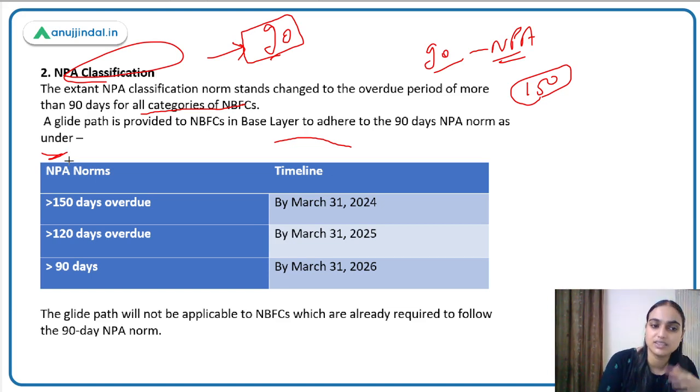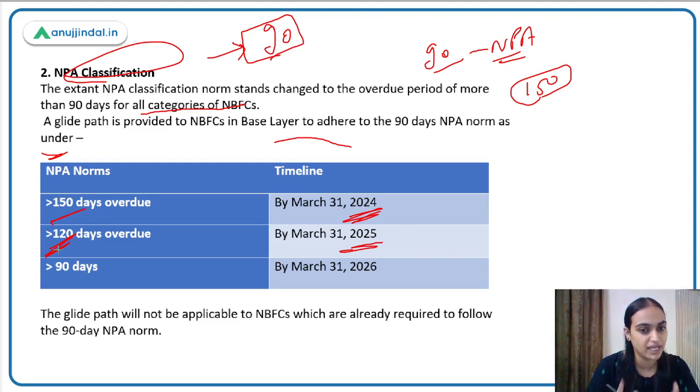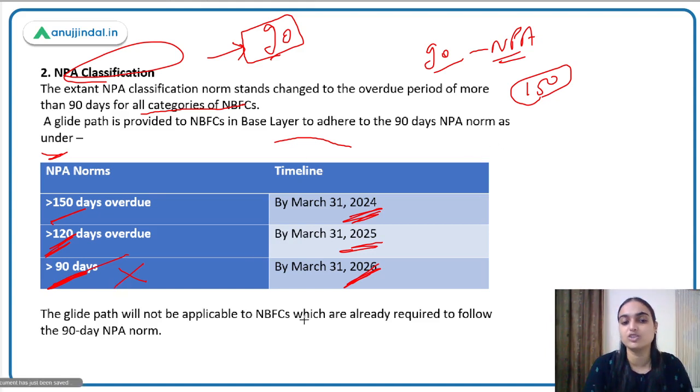So they are given a certain time frame, a transition time is being given, like by 2024, they have to adhere to this norm that beyond 150 days, a loan not recovered will be an NPA. By next year, that is 2025, this timeline needs to be reduced, that if there's a loan in default beyond 120 days, that will be an NPA. But by 2026, they have to adhere to this norm that agar aapka 90 days tak default mein hai loan, to aapko usko NPA classify karna hoga. Okay, this glide path is not applicable to NBFCs which are already following the 90 day norm.